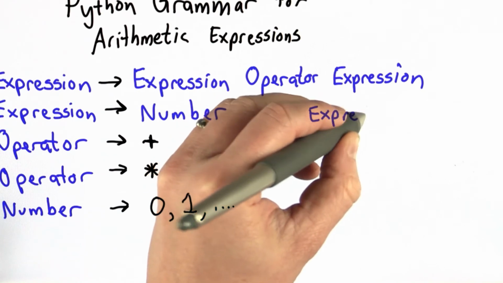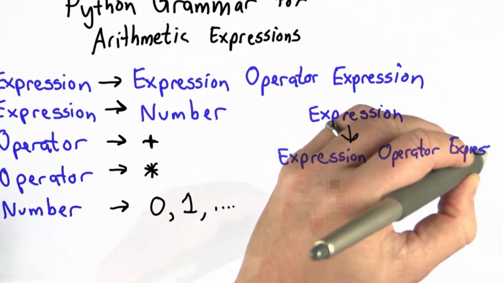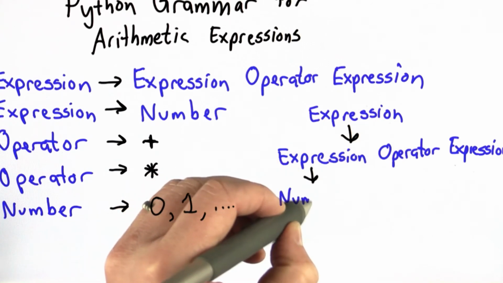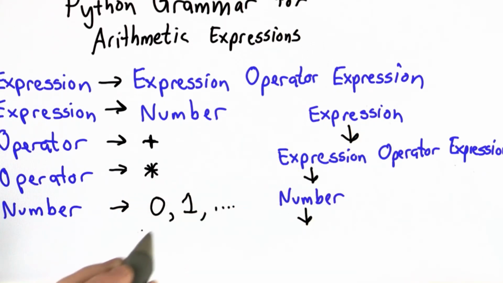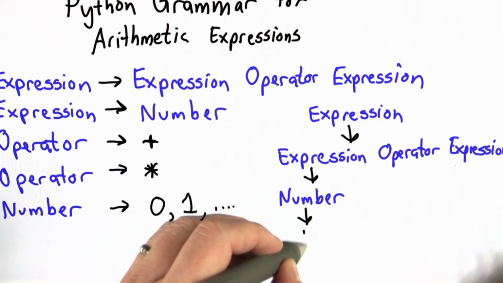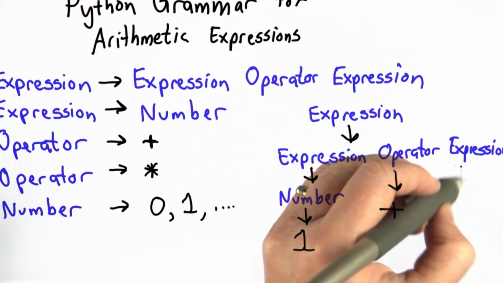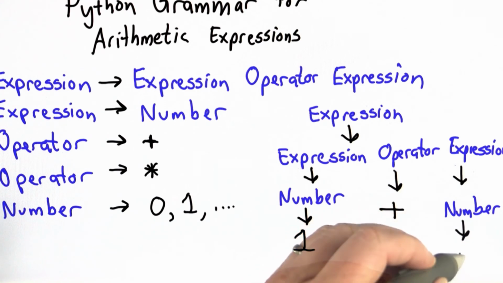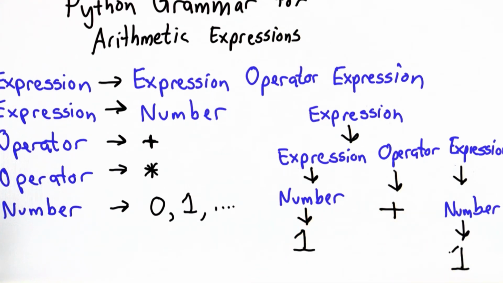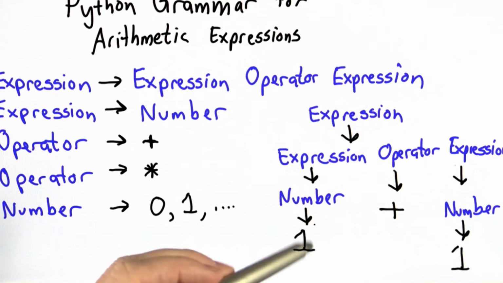So here's an example derivation. We can start with expression. We can follow the rule, replacing that with expression, operator, expression. And then we can follow the rules again. We can replace the first expression with a number and replace that number with the actual number 1. And we'll notice the actual numbers are terminal. So once we get to the number 1, we're done. There's no more replacements to do. We can replace the operator with plus. Plus is also a terminal. And we can replace this expression with a number and replace that number with the number 1. So this is how we got the expression 1 plus 1 in the Python grammar, and that's why that was valid.